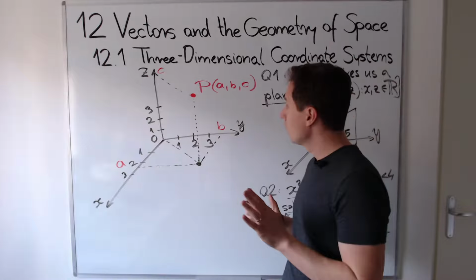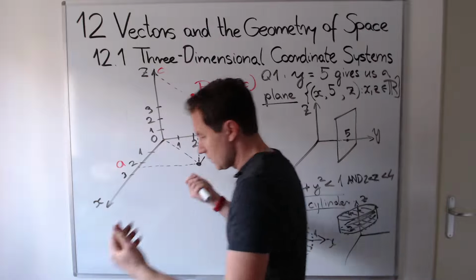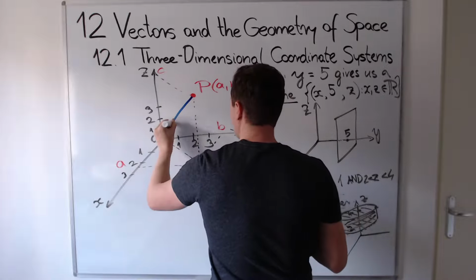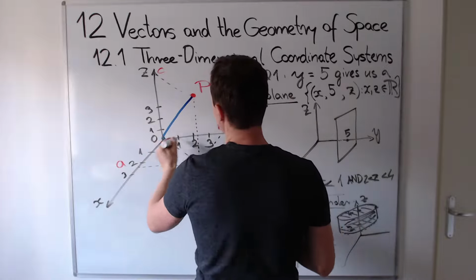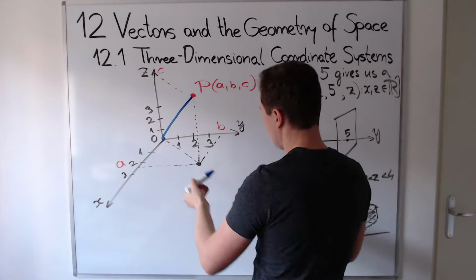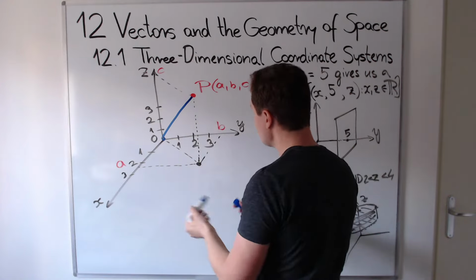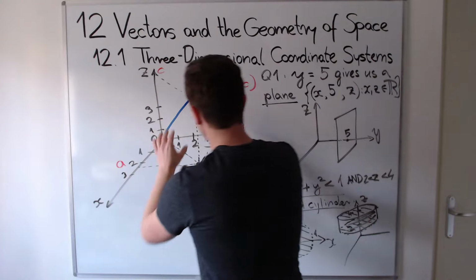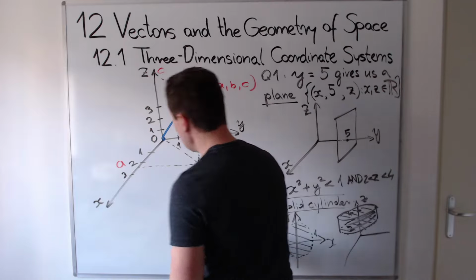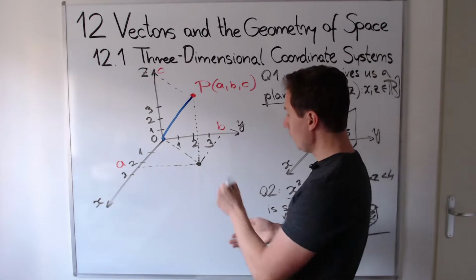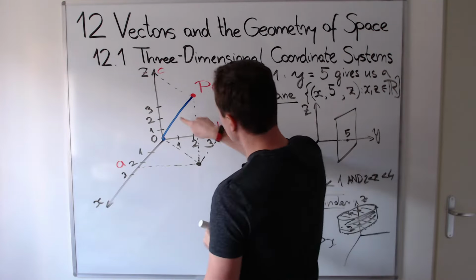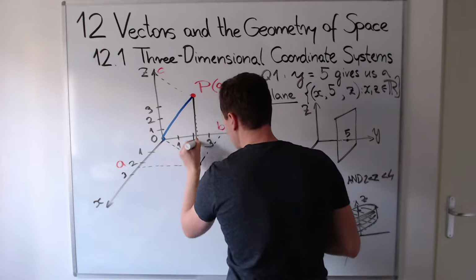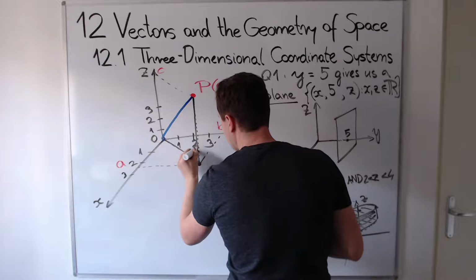Before I ask the third question, let me just say how we compute distances. You might be interested in the distance between this point and the origin, so how far away this point is from the origin. To answer that question, we need the Pythagorean theorem applied twice. This line segment is actually the hypotenuse of a right triangle that I have right here.